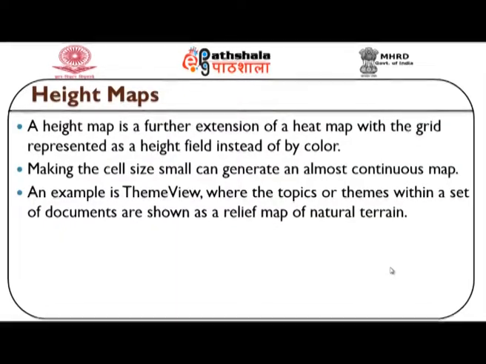The next kind of visualization are the height maps. A height map is a further extension of a heat map with the grid represented as a height instead of by a specific color. Making the cell size small can generate an almost continuous map as such. An example of a height map is the theme view, where the topics of the themes within a set of the documents are shown as a relief map of natural terrain.